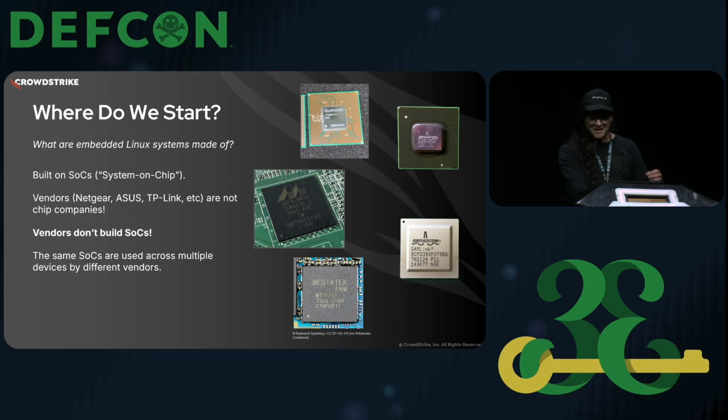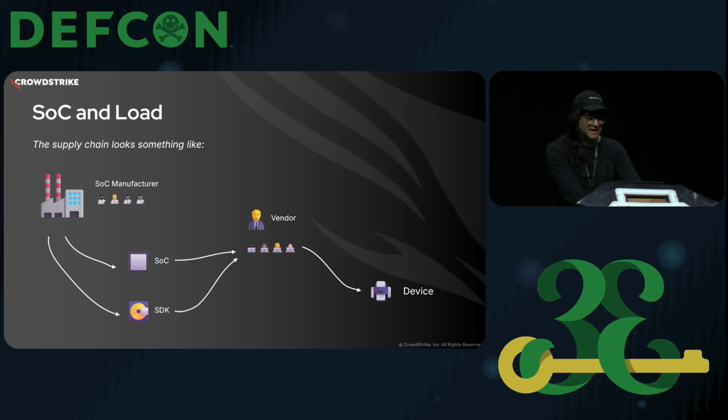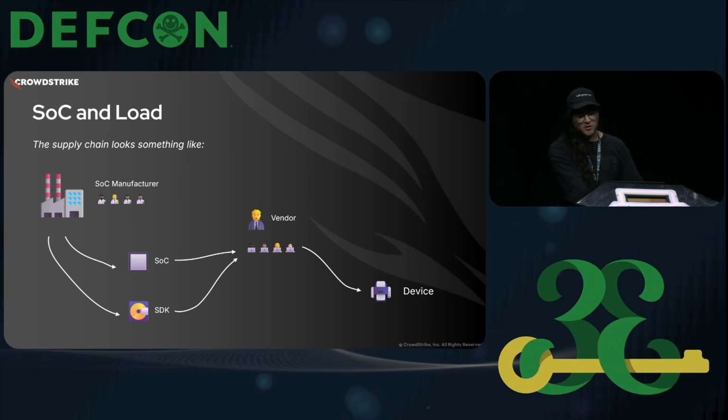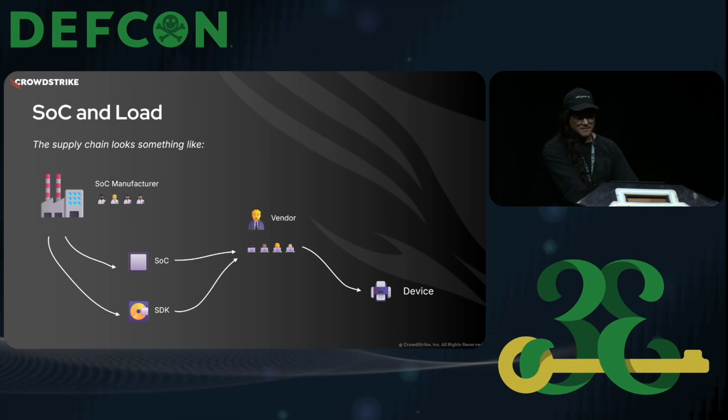They're not chip companies. They buy a SoC from a manufacturer and then use them in their devices. And so the same SoC is used across multiple devices by multiple different vendors. So the supply chain looks like this. The SoC manufacturer makes the SoC, like Broadcom, Qualcomm, MediaTek, all these kinds of companies. Vendors buy the SoCs from the manufacturer, and the manufacturers give the vendors some kind of SDK they can build their own firmware with to run on that SoC. The vendor will use that SDK to build the kernel and file system binaries.